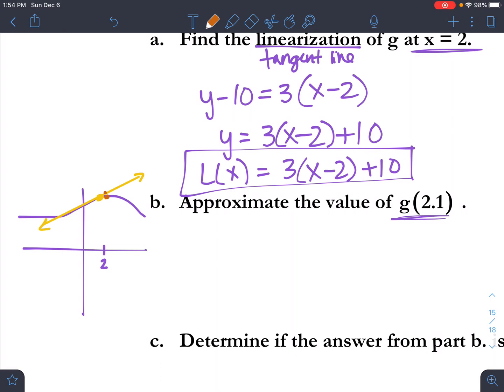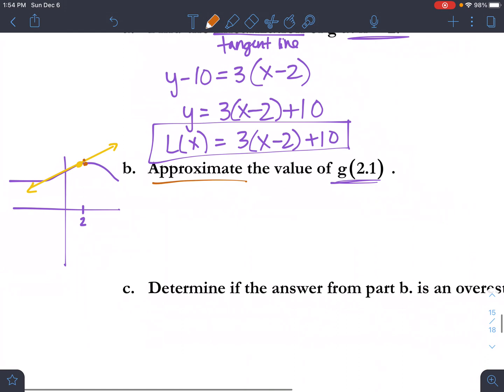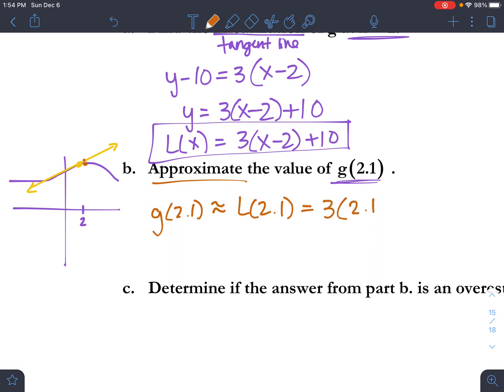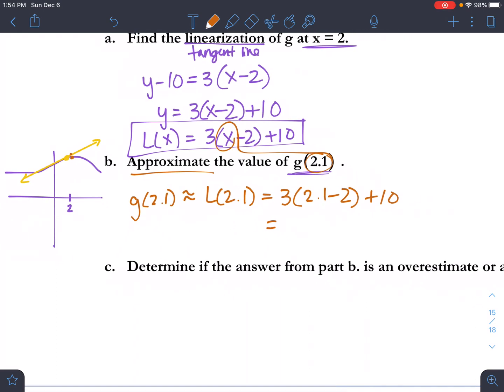Now, obviously, it's not going to be exact, which is why it's an approximate value. So we're going to do the linearization of 2.1. I guess I should put this first. g of 2.1 is approximately what happens when we plug in 3 times 2.1 minus 2 plus 10. So we're just plugging this in for x right here. If we solve, L of 2.1 would be 3 times 0.1 plus 10, which is 10.3. So in a general sense, we can approximate that g of 2.1 is approximately 10.3.